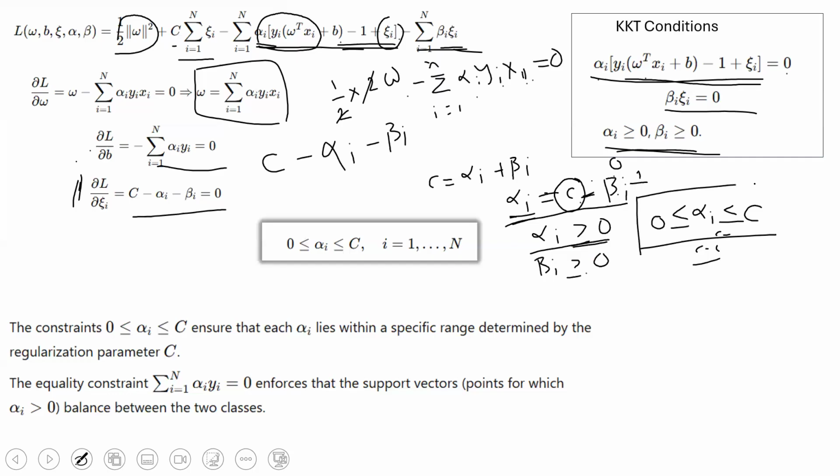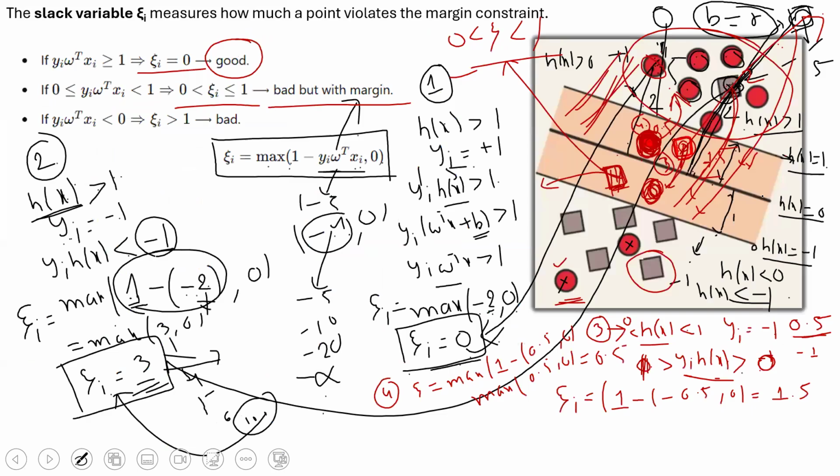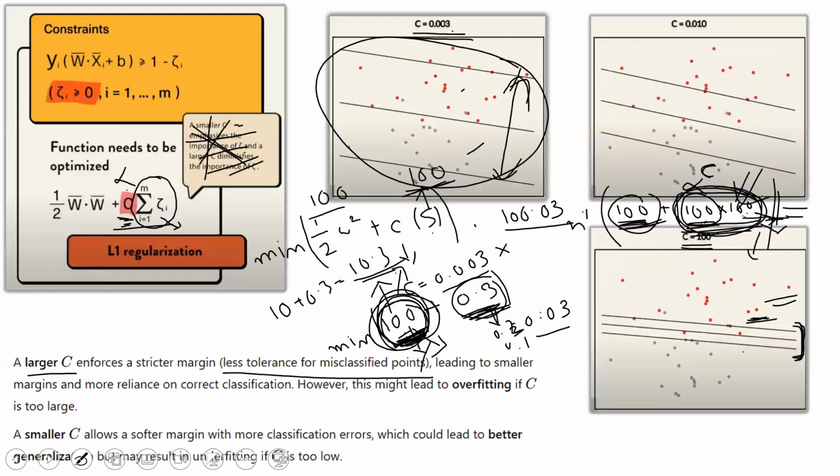So now the only difference between hard margin SVM and soft margin SVM is, in hard margin SVM, alpha I can take any values. But in soft margin SVM, alpha I can take only values between 0 and C. What is the C? C is the tuning parameter here that decides the importance between the margin and the error. This is the regularization parameter. So this C decides the importance of margin and error.